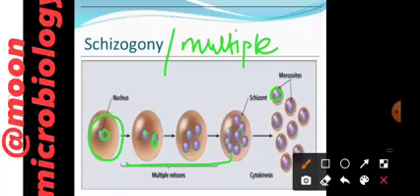Then the cell divides into daughter cells like this. These are the daughter cells. So it is a simple thing: from the first nucleus, multiple divisions produce many nuclei, a small portion of cytoplasm concentrates around each nucleus, and then the protozoan cell divides into many daughter cells. That is known as schizogony, or multiple fission. It is simply one cell dividing into many daughter cells.